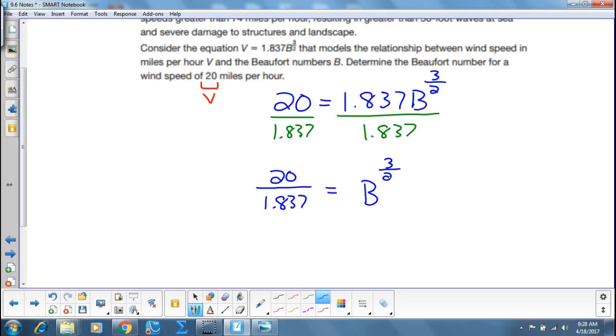So then what am I going to do next? What power am I going to take here? Square root. No. Cube root. No. 2/3. I'm going to take both sides to the 2/3 power. You understand why, right? Because what's 3/2 times 2/3? 1. So that just gets me B over there.